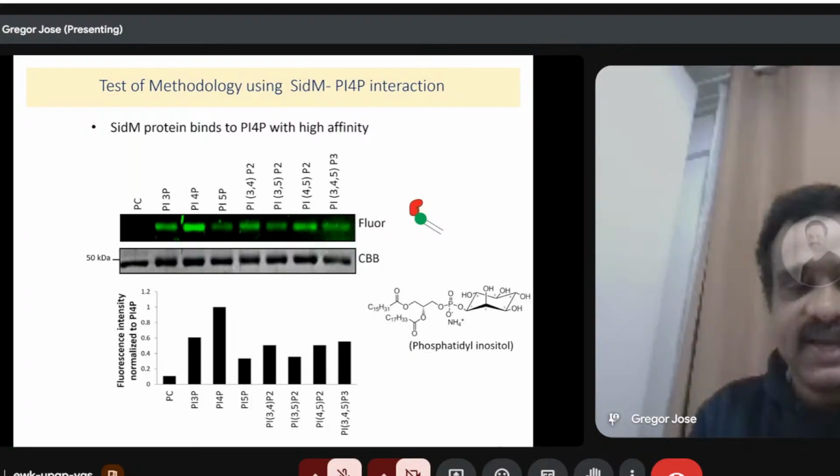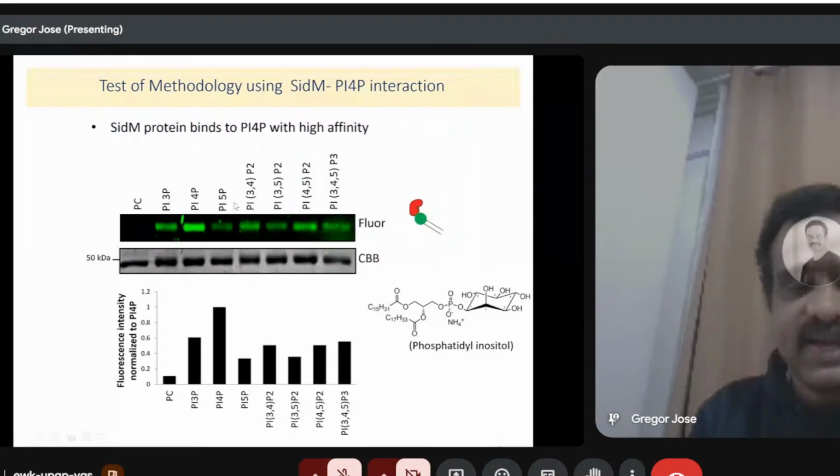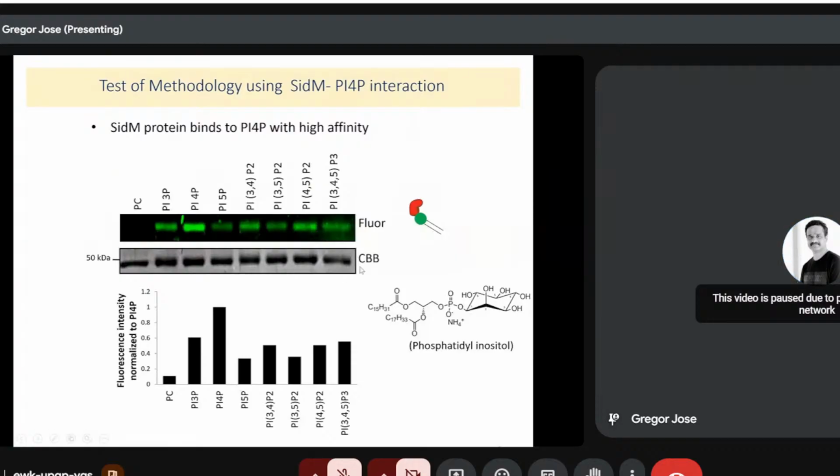And we made liposomes, and we just wanted to see whether we can replicate what people showed. People showed that the sedum protein can interact with PI4P better than the other inositols. So what we did was make liposomes with different PI lipids, add the protein sedum, shine UV, and separate the proteins on a PAGE gel. So you see proteins are there, Coomassie Brilliant Blue stained protein. And when we check the fluorescence, you see it binds better to PI4P.